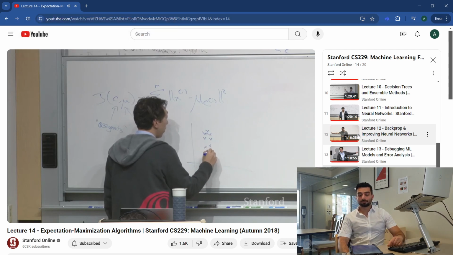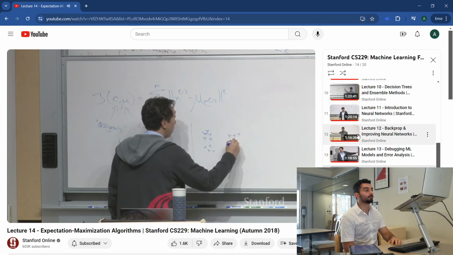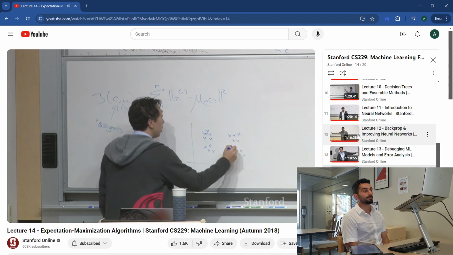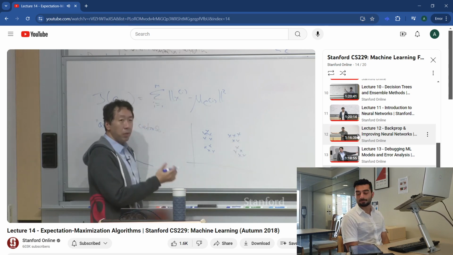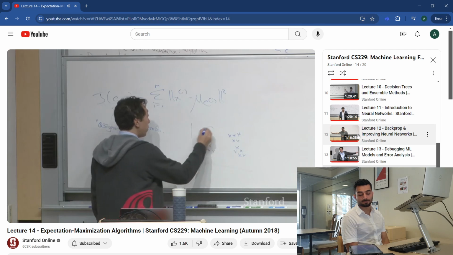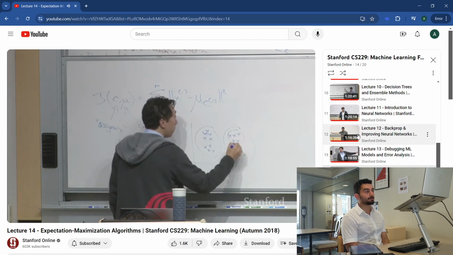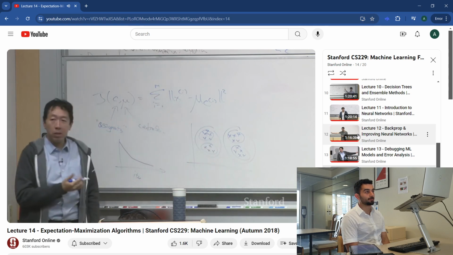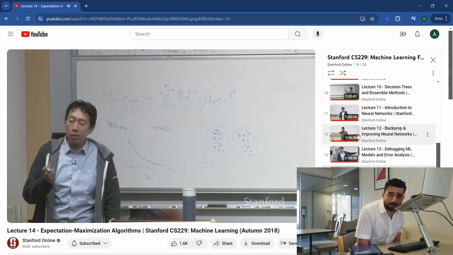How many clusters there are. With this data set, some of you will see 2 clusters, and some of you will see 4 clusters. And it's just inherently ambiguous. What is the right number of clusters? What if the dimensions are high?